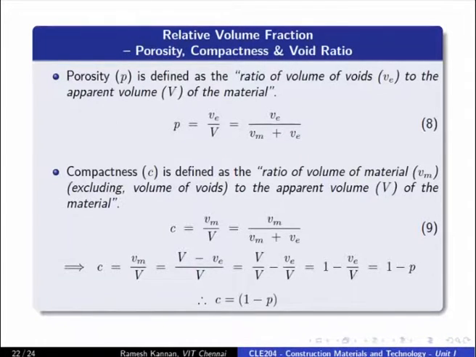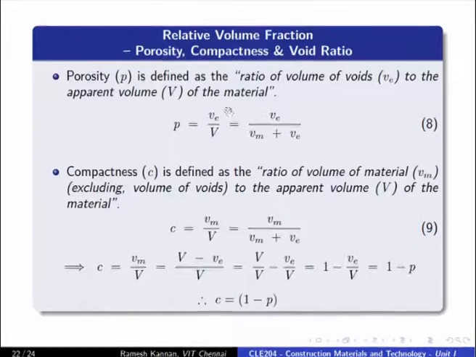Three important concepts: porosity, compactness, and void ratio. Porosity is nothing but the ratio of the volume of voids of a material to the apparent volume of the material. That is, the air present in a material divided by the total, or apparent, volume of the material. Apparent volume considers everything, the voids and all. So the volume of voids divided by the apparent volume will give you the porosity, the amount of pores present in the material.